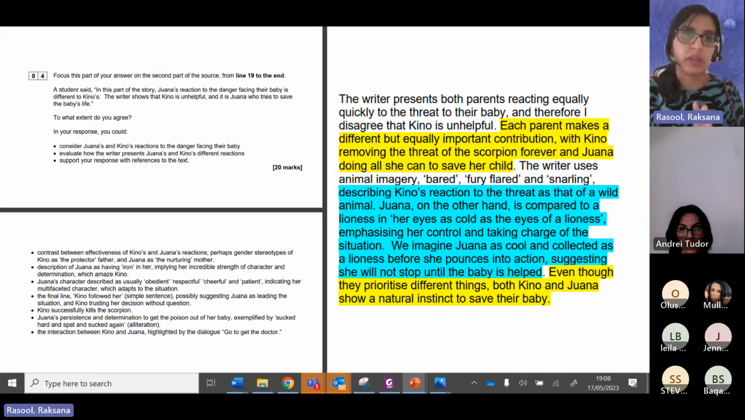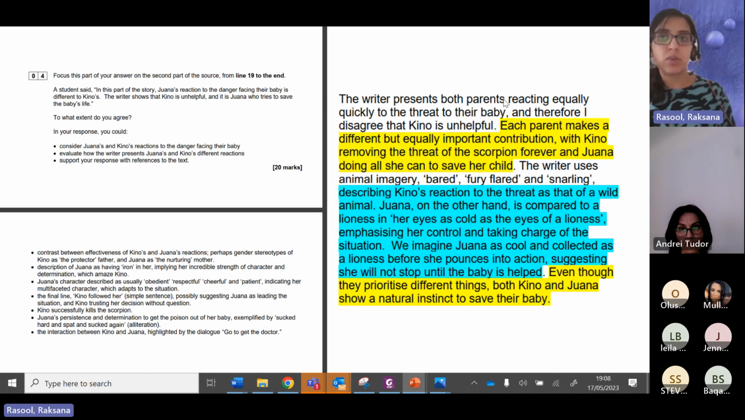Is he unhelpful? Sorry, he's not exactly helpful. Okay. Initially, yes, he was helpful, but in this part of the story, it is fair to say that it's she that saves the baby's life. She's instigating all the action. Okay, and I'll show you an example here.